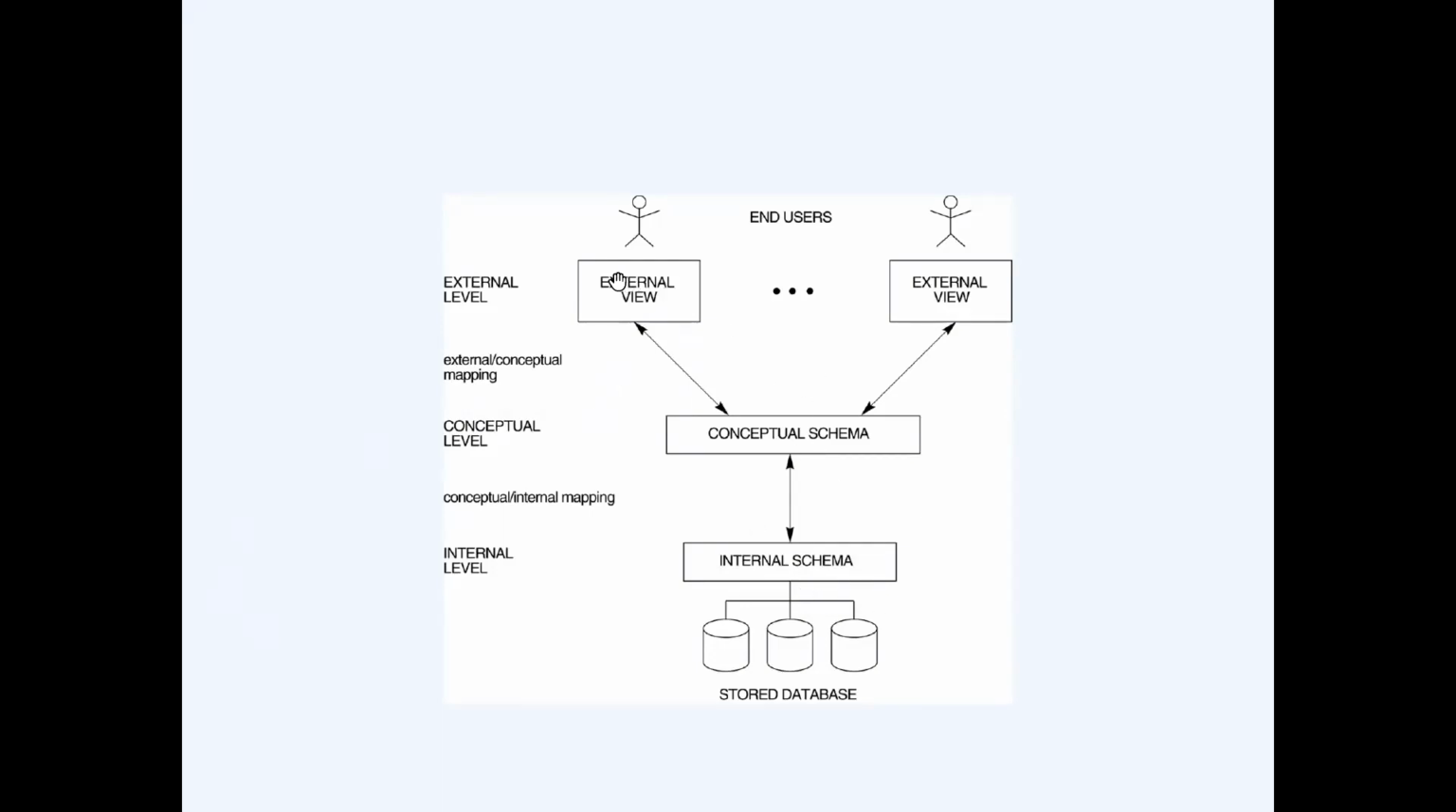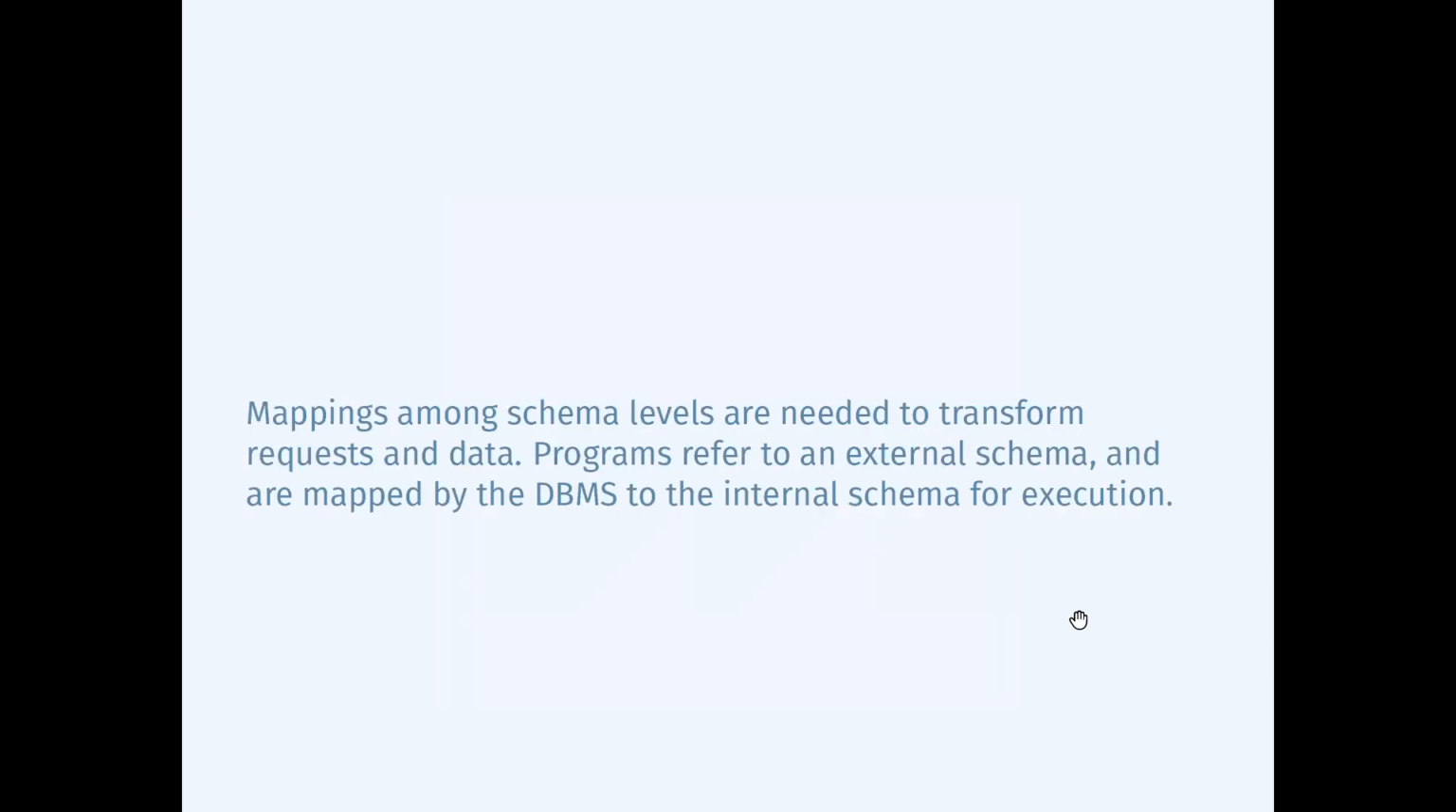Similar to that, we can talk about physical data independence. That means you can change the internal schema without having to change the conceptual schema. Right? So one thing is you can change the conceptual schema without changing the external schemas. The second one is you can change the internal schema without having to change the conceptual schema. So this is what we call data independence.